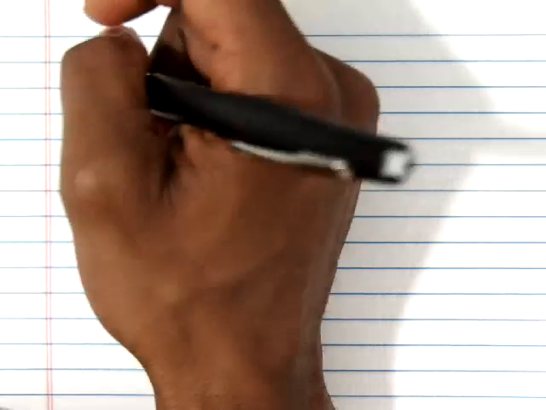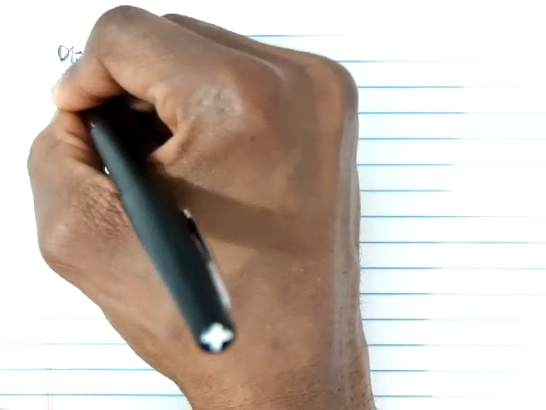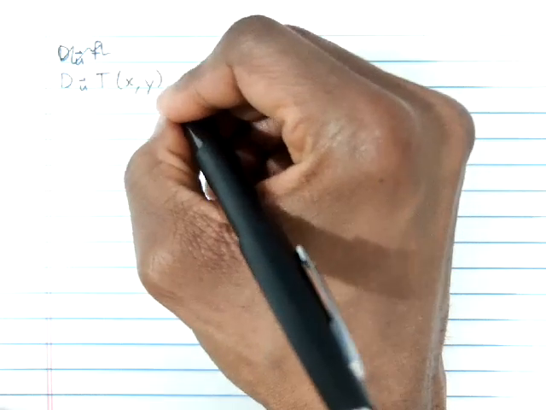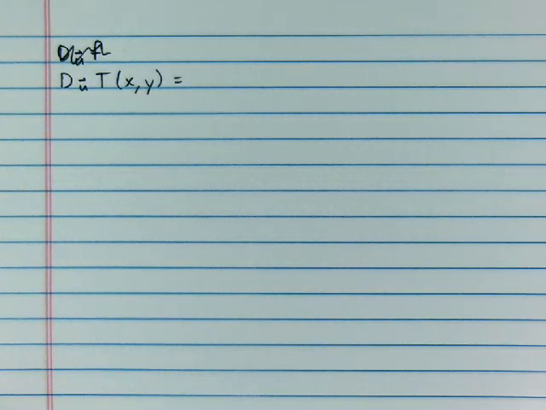All right, so D sub u, not ft, sorry. D sub u of t of xy equals, so we're going to get here negative 80x and then times 1 and then minus 80y times 4.